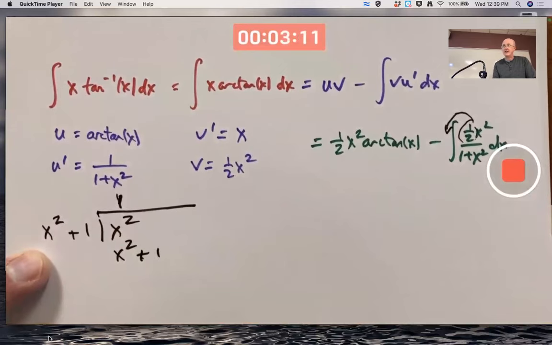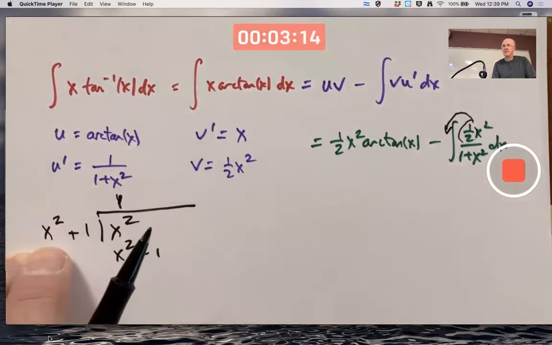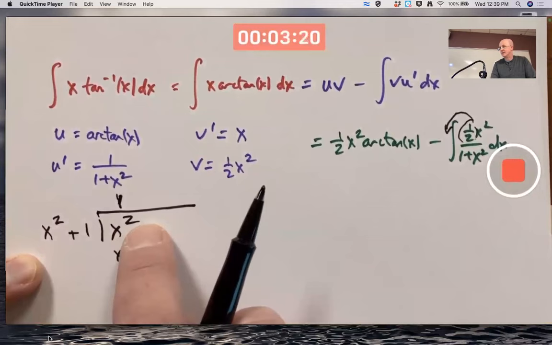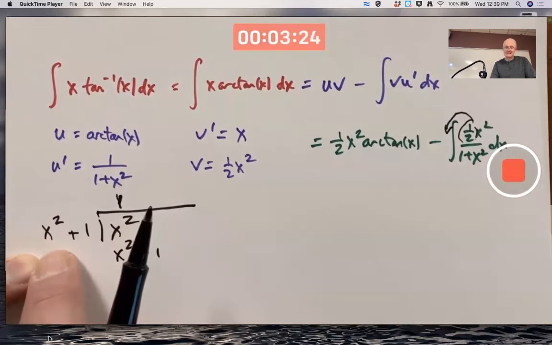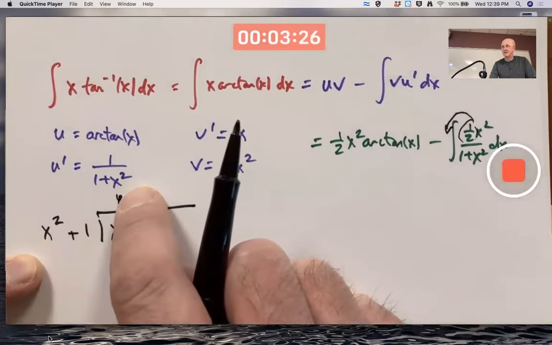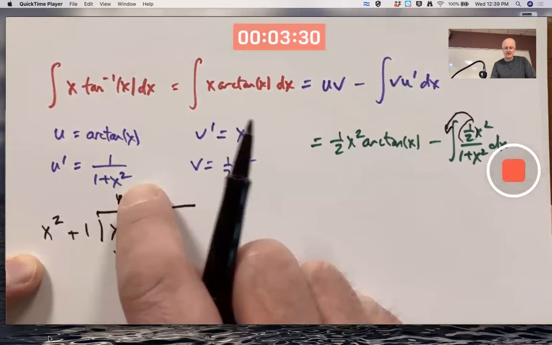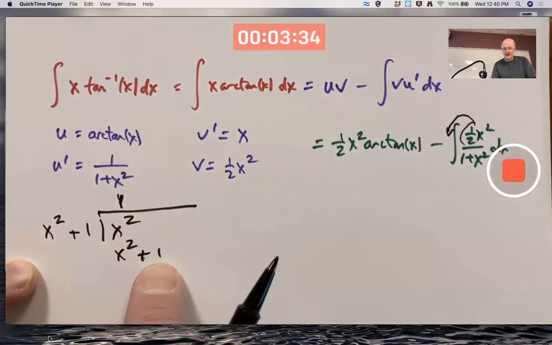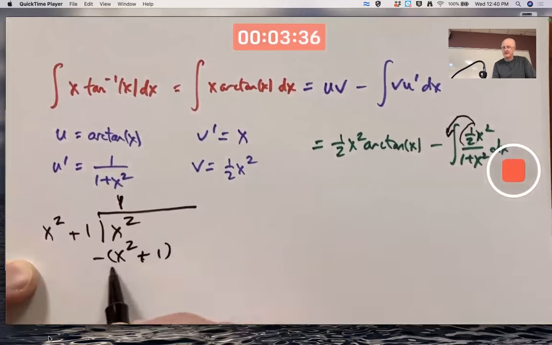So again, I'll say it again. Look at the highest power of x here and ask what you need to multiply it by to get the highest power of x there. Now, if that were an x cubed instead of an x squared, you'd have to multiply x squared by x to get x cubed, and you'd put an x up there instead. Then take whatever you put up there and multiply times this and put the answer down there. Then subtract. With long division, you subtract.